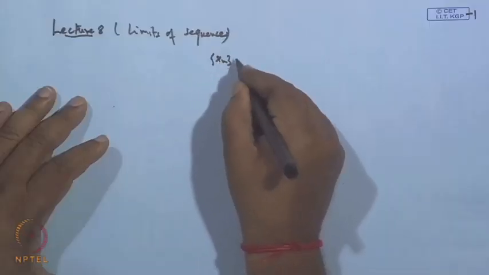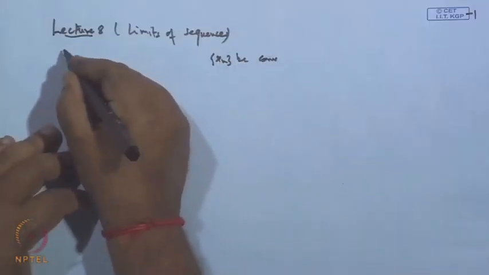So, in the last lecture, we were discussing the equivalence of these two theories, that is Cantor's theory and Dedekind's theory. Dedekind's theory is based on cuts and Cantor's theory is based on convergent sequences of rational numbers. And we have seen that if a convergent sequence is given, then we can identify a section.